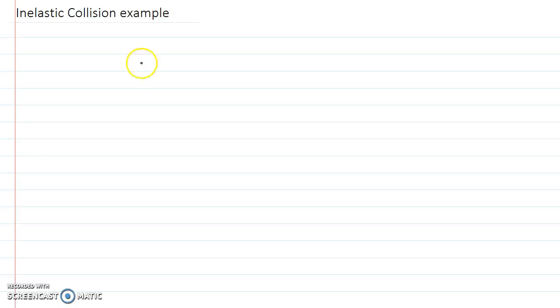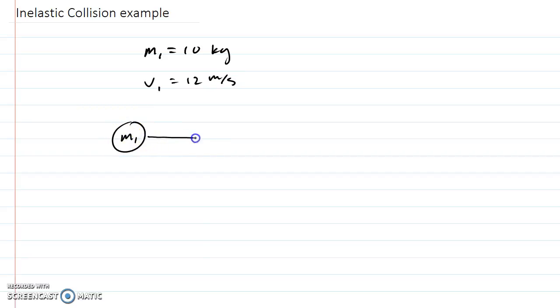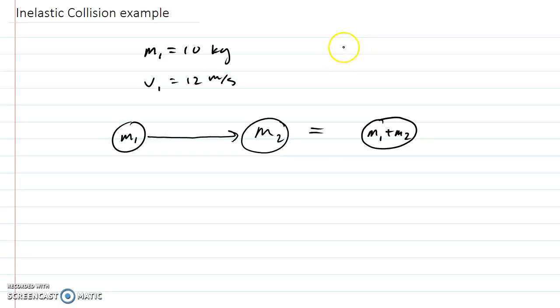So let's say we have one mass, m1, that is 10 kilograms, and then we have a velocity of 12 meters per second. So imagine this is like an asteroid out in space, and it's coming towards this other asteroid. Now in the end, they're actually going to be clumped together. So this is going to be m1 plus m2. They're going to hit in such a way that they don't separate afterwards. And let's just say that the mass of the second guy is 20 kilograms. So that other one is at rest. The other one is going 12 meters per second.